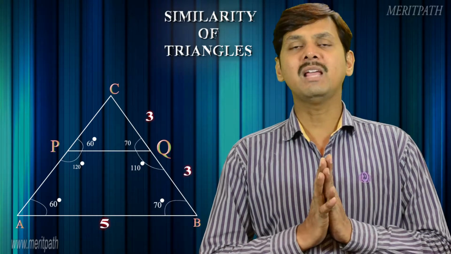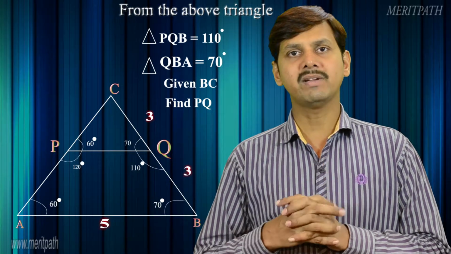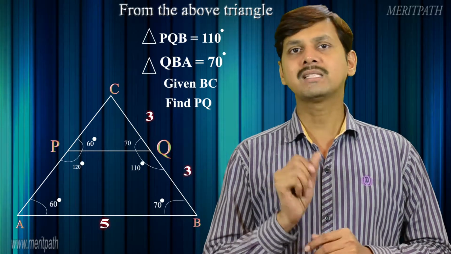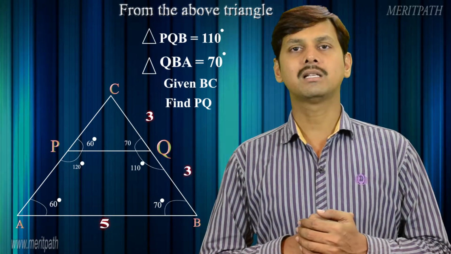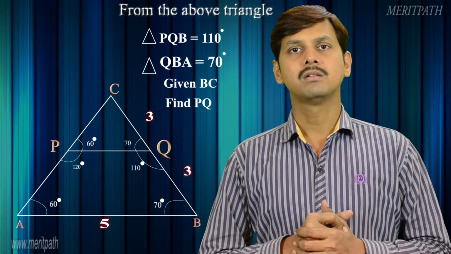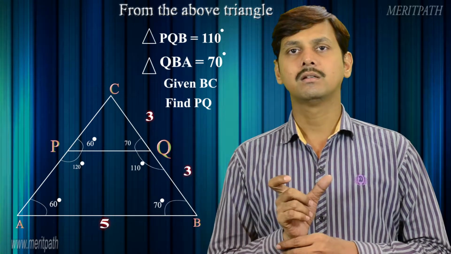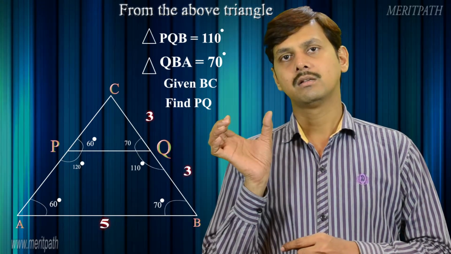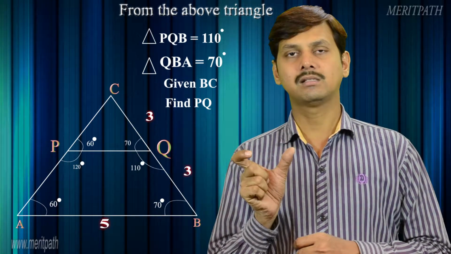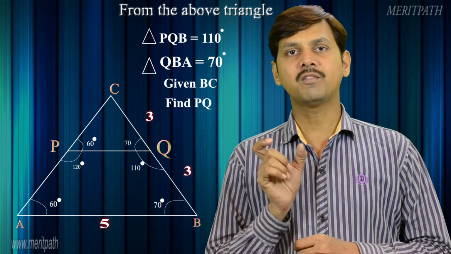In this whole triangle ABC, let's observe that some angles are given. Angle PQB is 110 degrees and angle QBA is 70 degrees. So two angles and the length of one side, including BC, are given. We need to find the value of PQ.